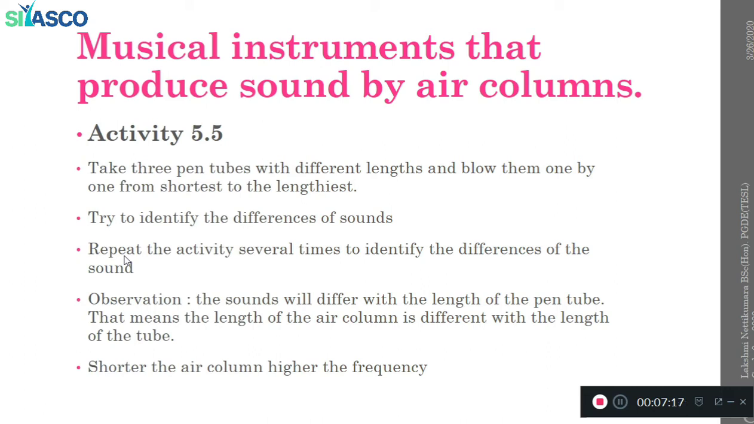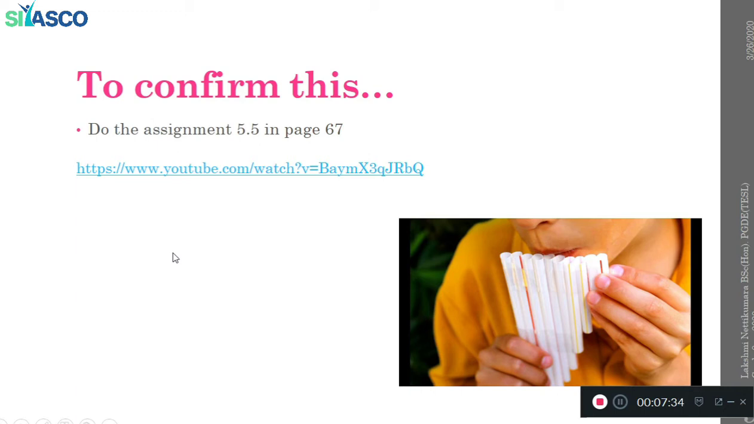In other words, that difference is due to the length of the trapped air column inside the tube, so we can conclude that frequency depends on the length of the air column. The shorter the air column, the higher the frequency. You can use this knowledge and make a simple musical instrument by doing the assignment given to you on page 67. If you have any doubt about making it, please click on this link and get an idea.